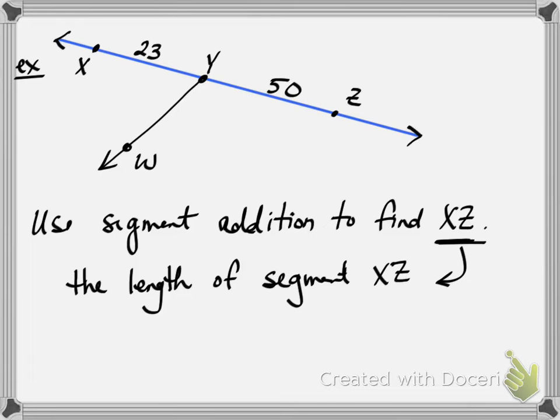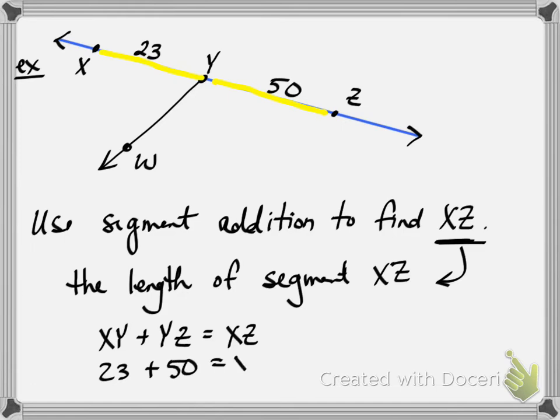Okay, so what is the length of segment XZ? Well, let's break it up. XZ is made of this segment and this segment. So if we put those together, we should be able to find the whole thing. So XY plus YZ will equal XZ. 23 plus 50 will be XZ, and 23 and 50 is 73. So that's the length of XZ. And you might have done that in your head, or you might have written it down.